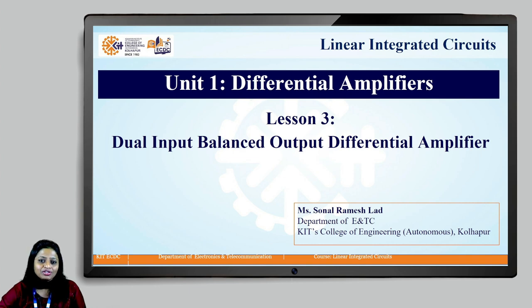We have started with unit 1, which is differential amplifiers, and today we will discuss the third lesson, which will include the AC analysis of dual input balanced output differential amplifier. So let us start.